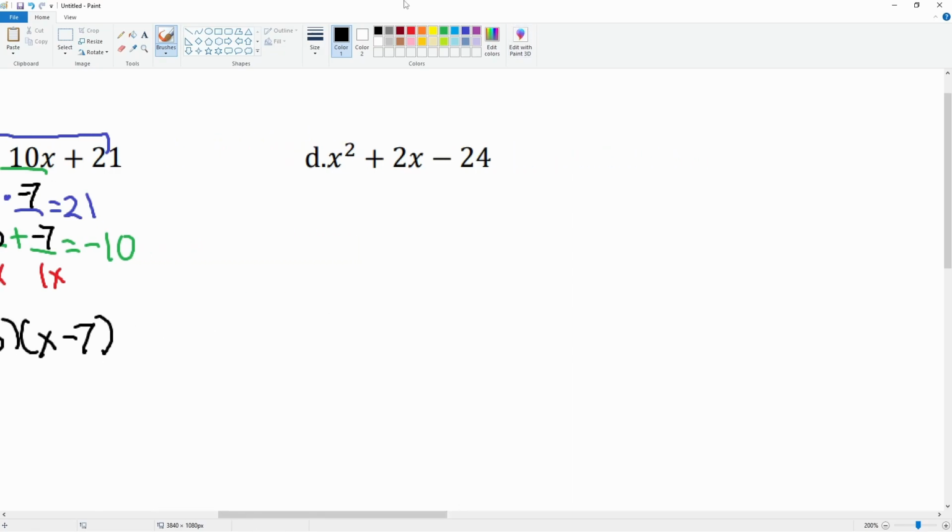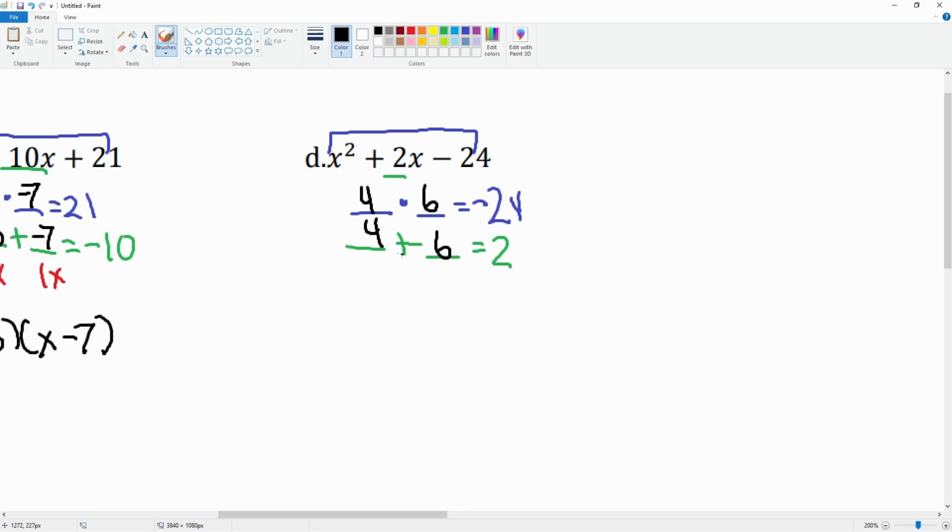Let's now do D. We want to locate two numbers here that multiply to make negative 24, and we want them to add up to that middle term of just 2. The fact that it is a 2 means the numbers are fairly close together. So let's say 1 and 24, no. 2 and 12, no. 3 and 8, no. 4 and 6, yes. 4 and 6 works.